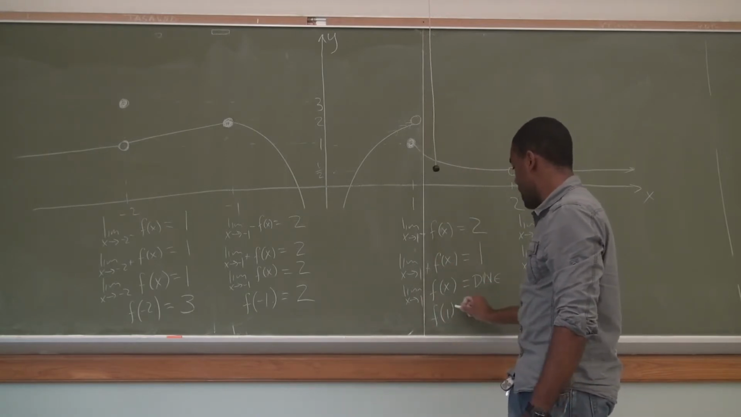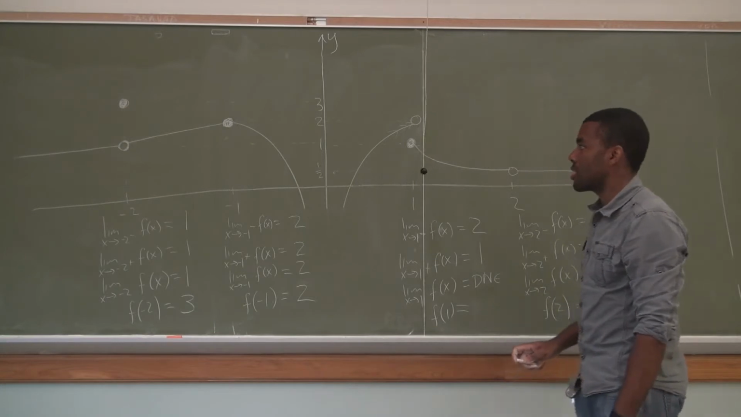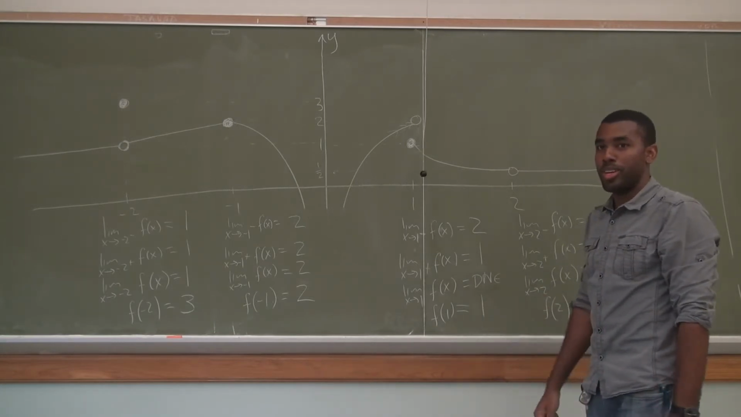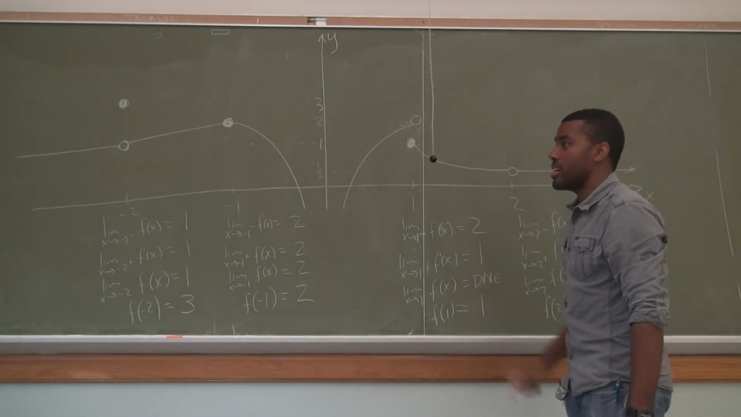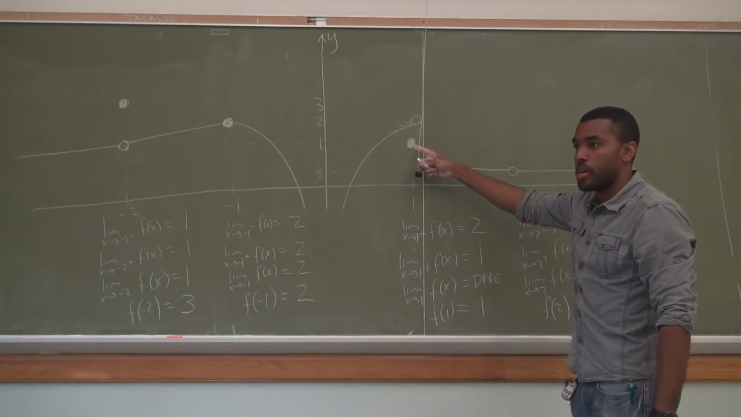Right? What is f of 1? It's 1. How do we know? Because of the shading, it's filled in here, right? So you know this is the y value that I'm accepting at this point.